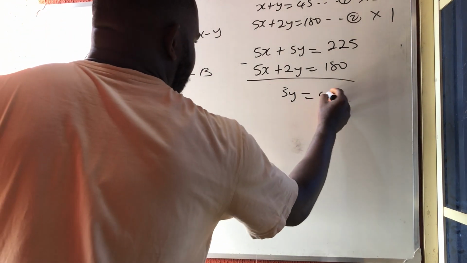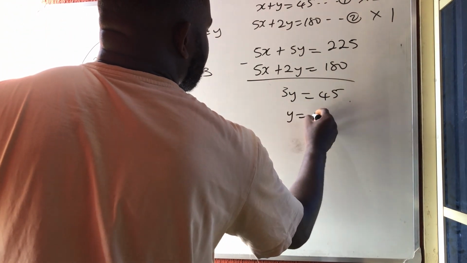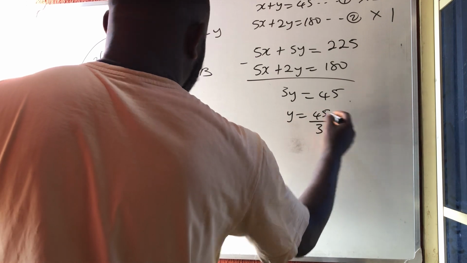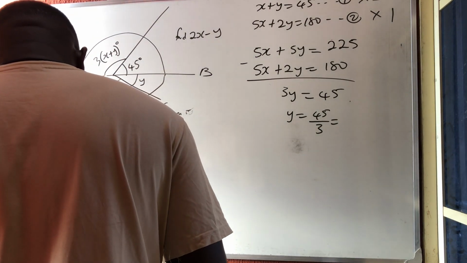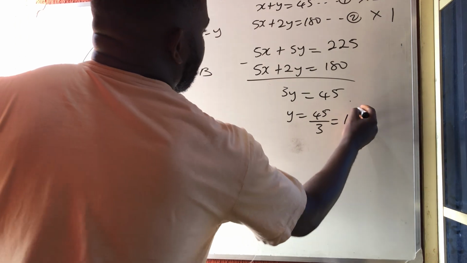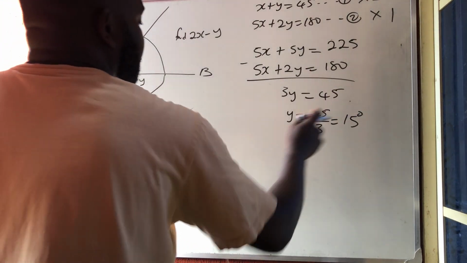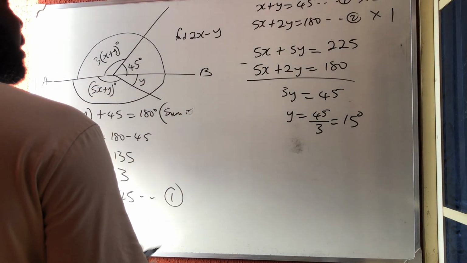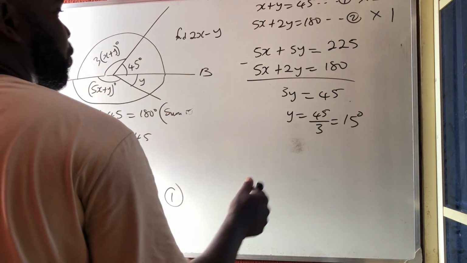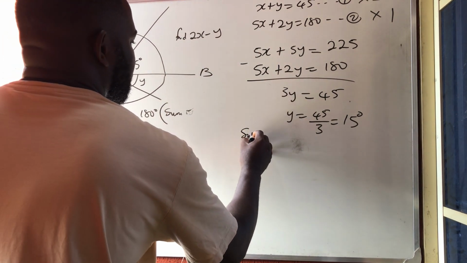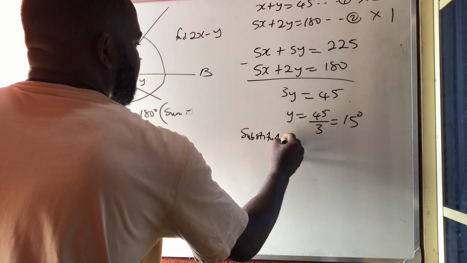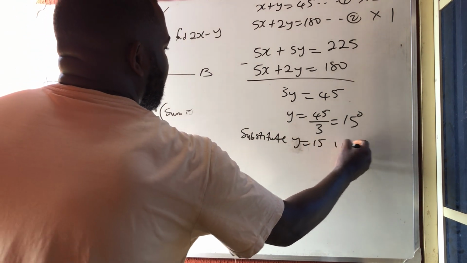I'm having 45. So therefore my y is now what? 45 divided by 3, which is 15. I've gotten my y to be 15. Now how do you get x? In equation 1, anywhere you see y, put 15. Substitute y equal to 15 in equation 1.